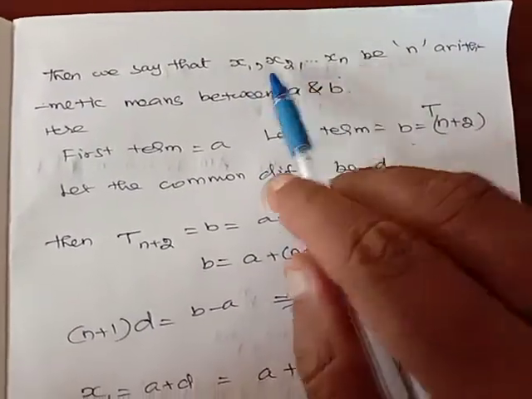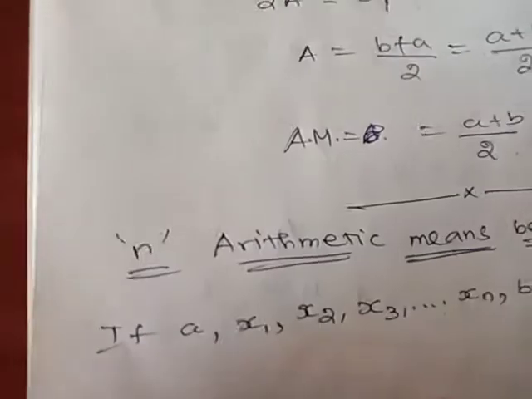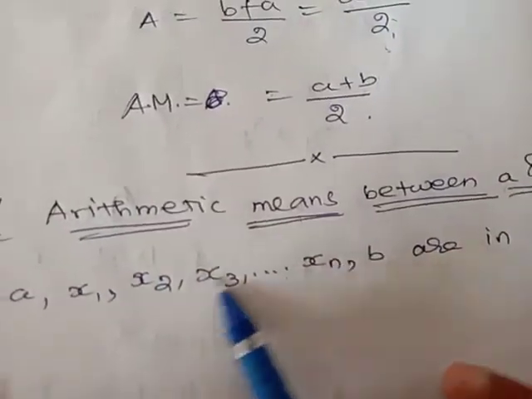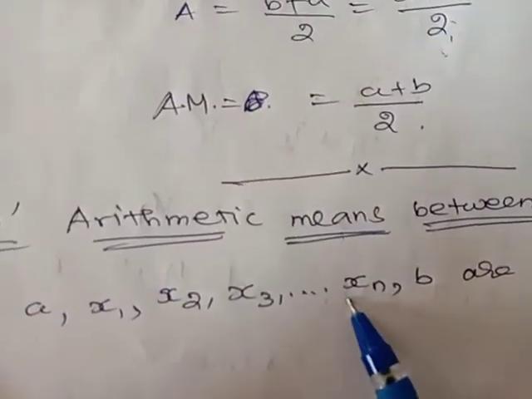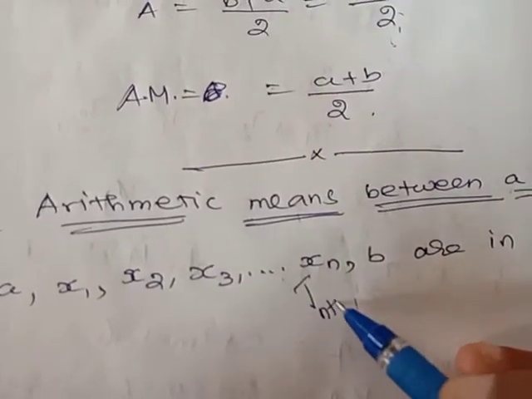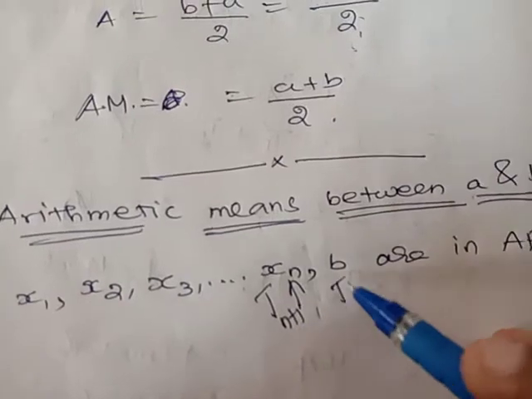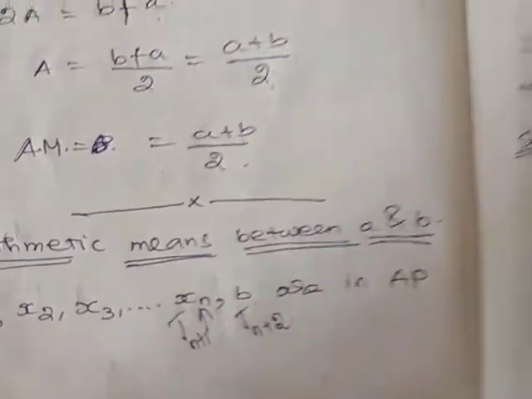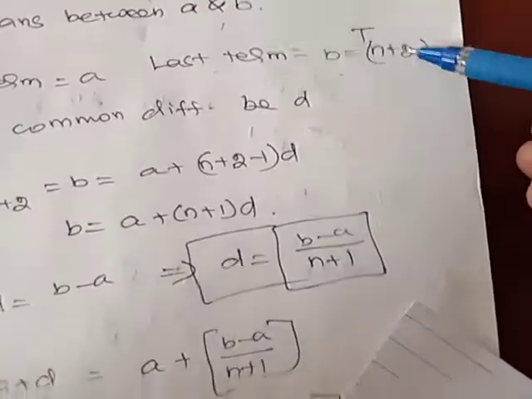Here, n arithmetic means are there. A is the first term, and n arithmetic means are there, so there are n plus 1 terms up to this. This value t is tn plus 1. The last term will be tn plus 2. Right, so that is what is written here.